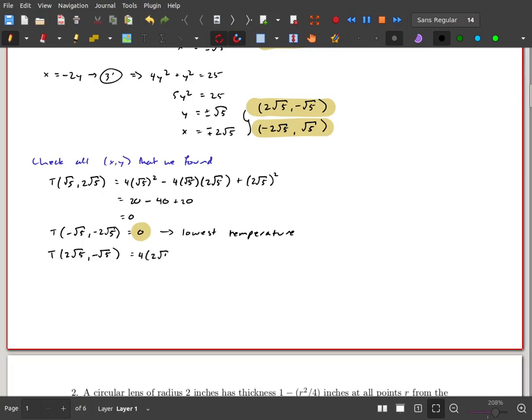So 4 times (2 root 5) squared, minus 4 times 2 root 5 times minus root 5, plus minus root 5 squared. So that's 20 times 4, 80, plus, that's a plus, 5 times 8, that's 40. Then root 5 squared, that's just 5. So that is 125. And then just to be sure, we'll check the negative case as well.